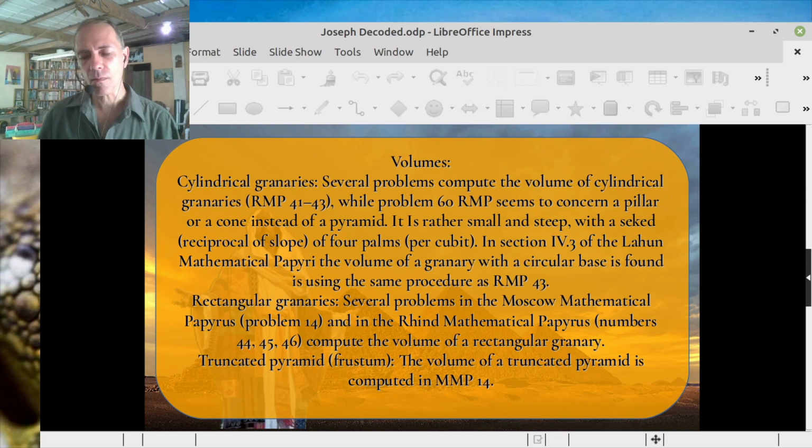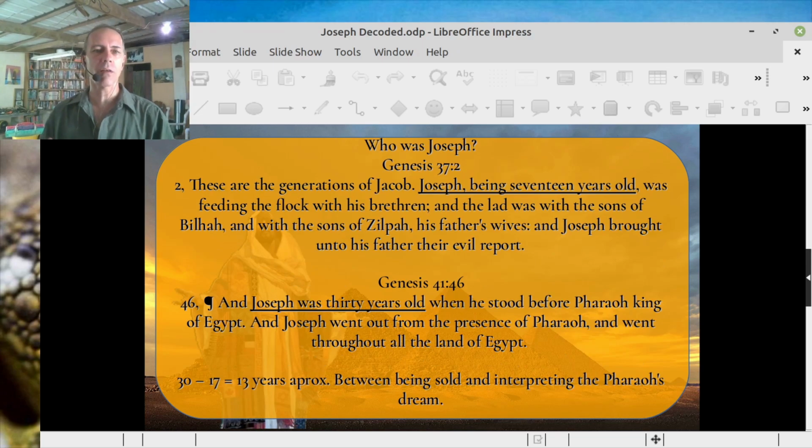So, we have this high level of art. We have this high level of mathematics. What does that all mean to us in our Joseph story? Well, we have to ask the question, who was Joseph?